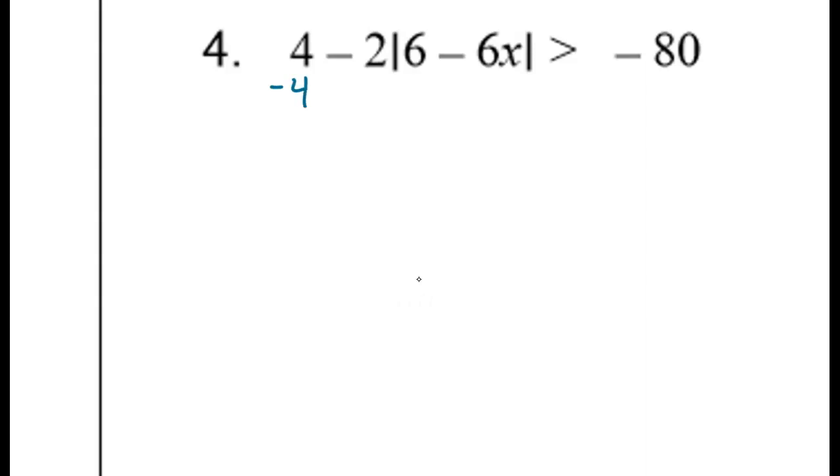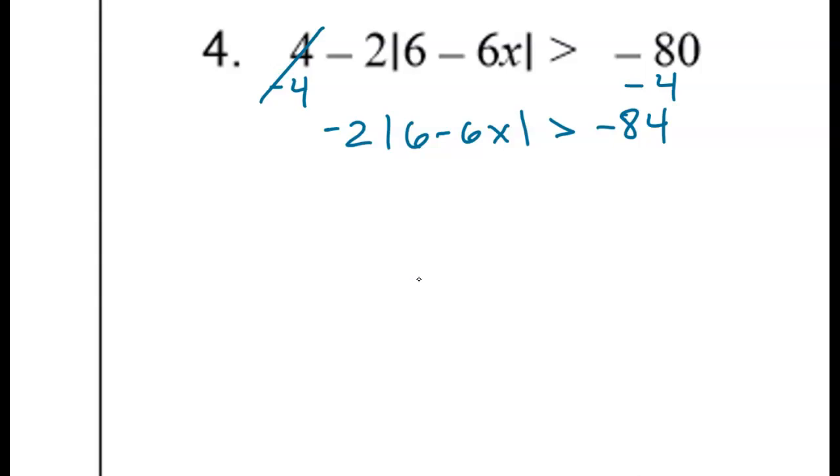I'm not going to deal with the negative 2 yet because that negative 2 is being multiplied by the absolute value. So I'm first going to do the easy part, adding and subtracting. I'm going to subtract 4 over. So I'm left with negative 2 times the absolute value of 6 minus 6x is greater than negative 84. Now that negative 2 is being multiplied, the opposite operation tells us we divide by negative 2 to get it off of our absolute value. And negative 84 divided by negative 2 gives us a positive 42.